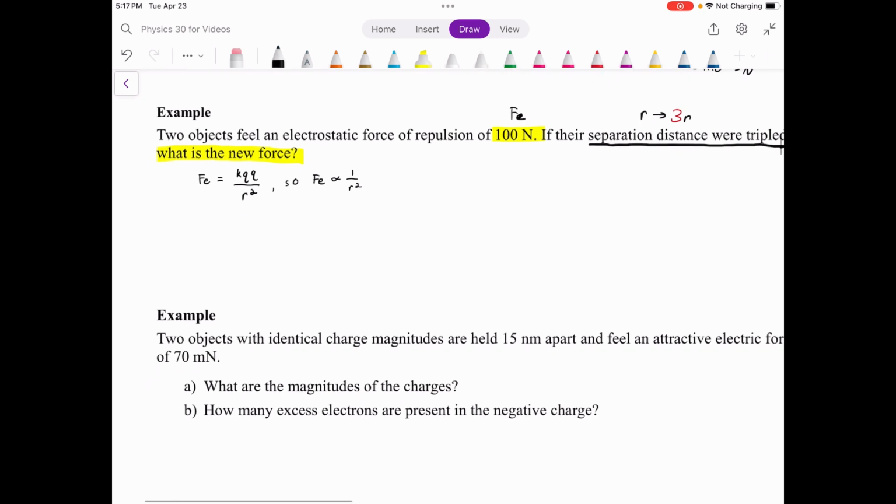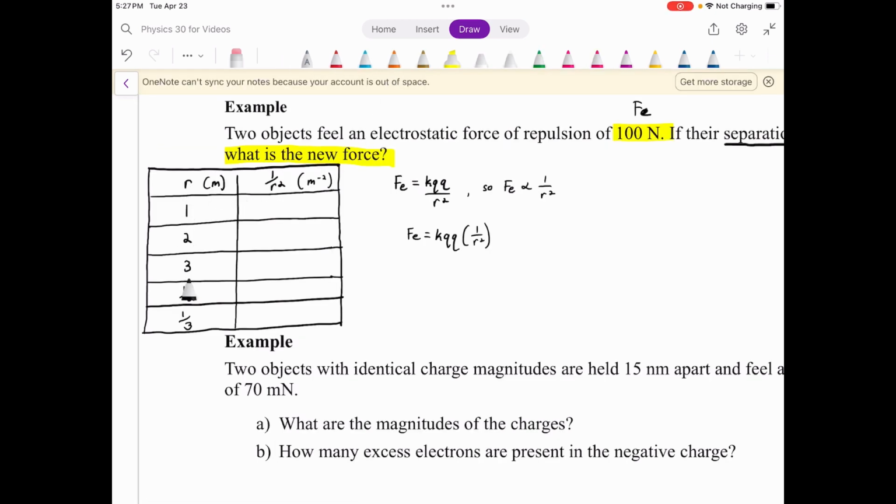So just to explore this a bit, let's make a table of values. Just to get a feeling for this inverse square idea, it's been a while since Physics 20, I get it. We're just going to change the distance between the two objects. We'll have them 1 meter apart, then 2 meters apart, then 3 meters apart, then half a meter apart, and a third of a meter apart. And we want to think about what that means for 1 over the distance squared, and therefore what it means for the force between them. Because as our equation shows us, the electrostatic force is inversely proportional to the distance squared.